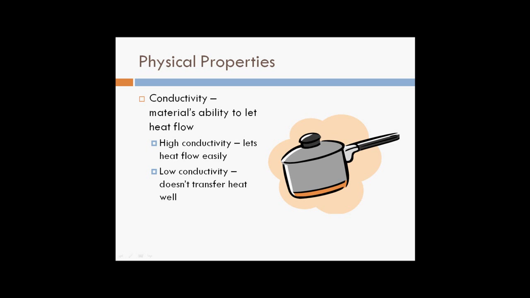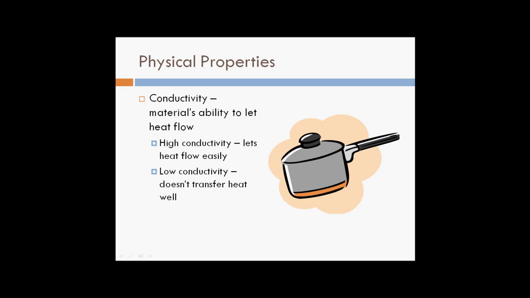So the other way to think about this is that a good conductor is like a conductor on the train. When you have a good train conductor, people flow very easily. Everybody gets into their places very fast. Everyone moves easily. When you have a bad conductor, there's lines, people are backed up getting onto the train, you're not going to be moving very fast. Conductivity is like that train conductor, okay? High conductivity lets heat flow easily. Low conductivity doesn't transfer heat well.